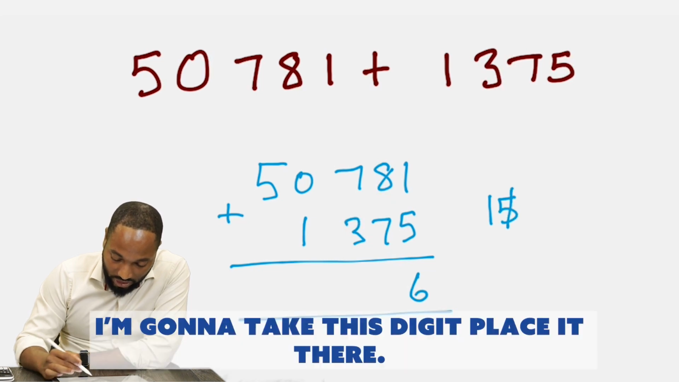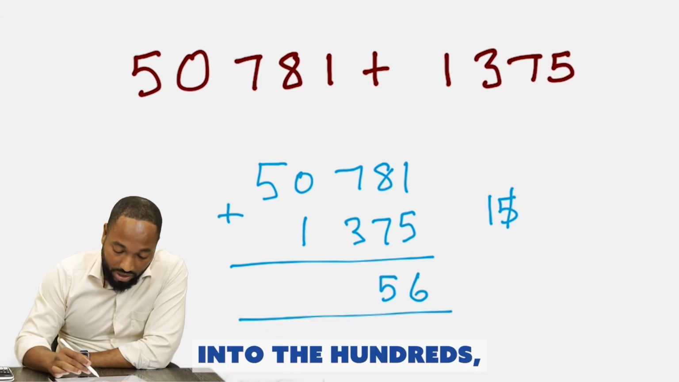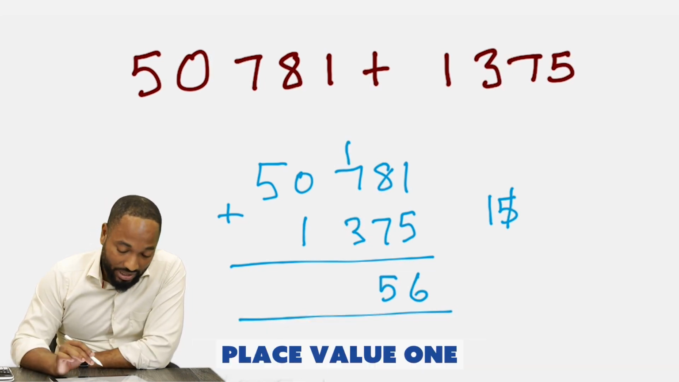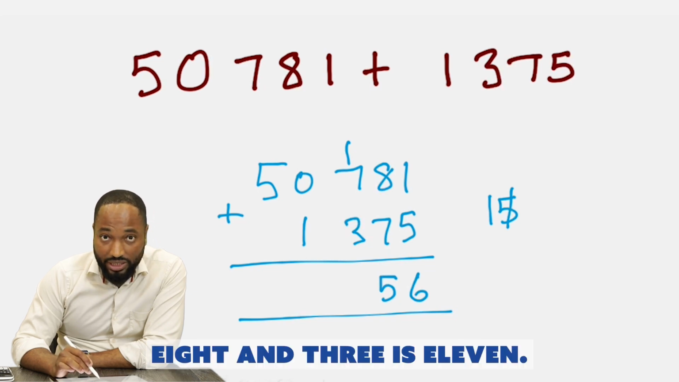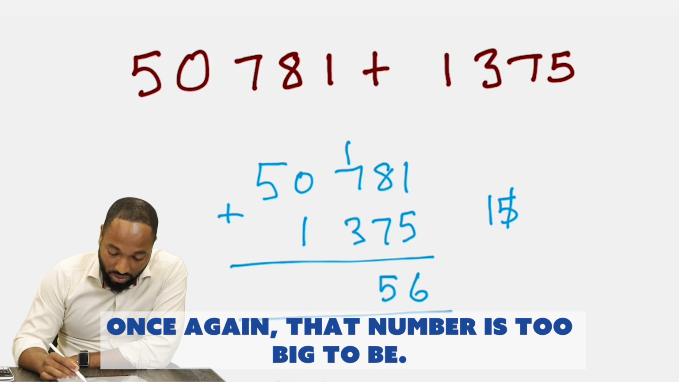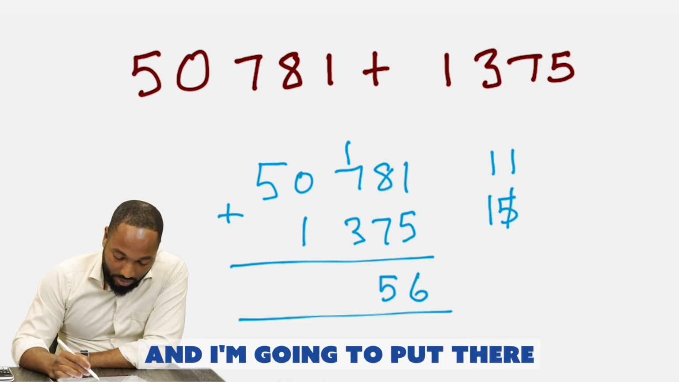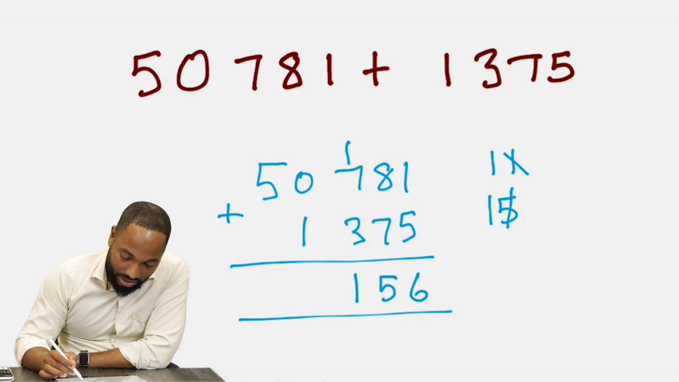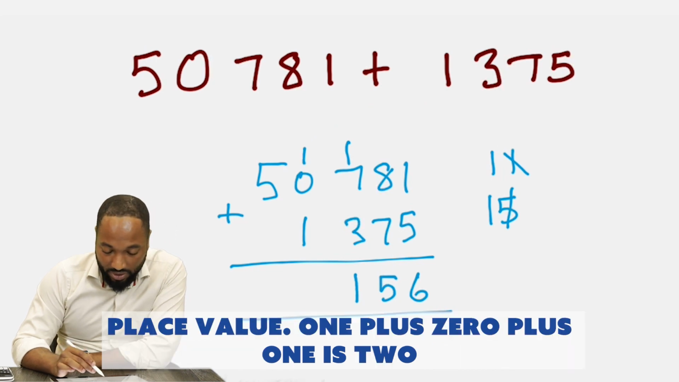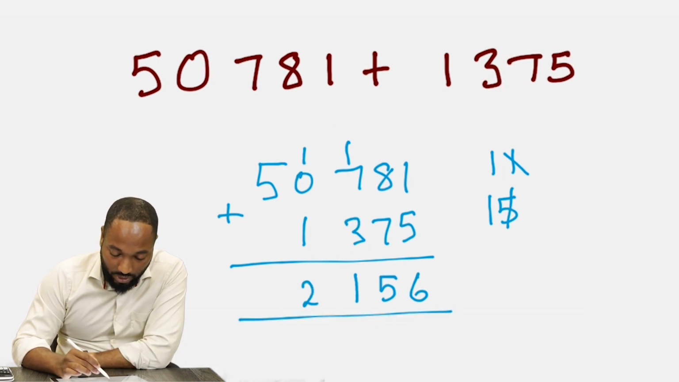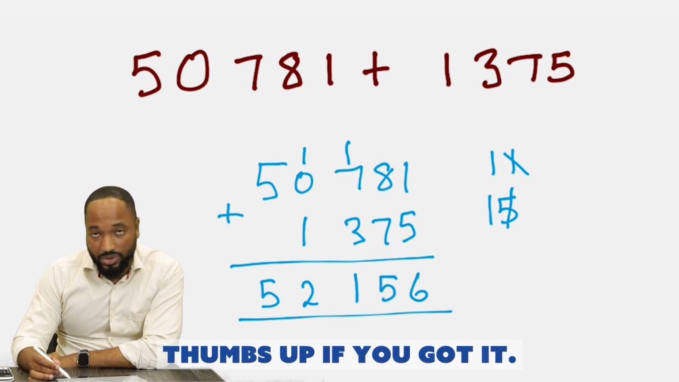I'm going to take this digit and place it there, and this 1 is going to travel across into the hundreds place value. 1 and 7 is 8. 8 and 3 is 11. Once again, that number is too big to be placed there. 11, I'm taking the 1 and I'm going to put it there. And this 1 is going to travel across into the thousands place value. 1 plus 0 plus 1 is 2. 52,156 is the answer. Thumbs up if you got it.